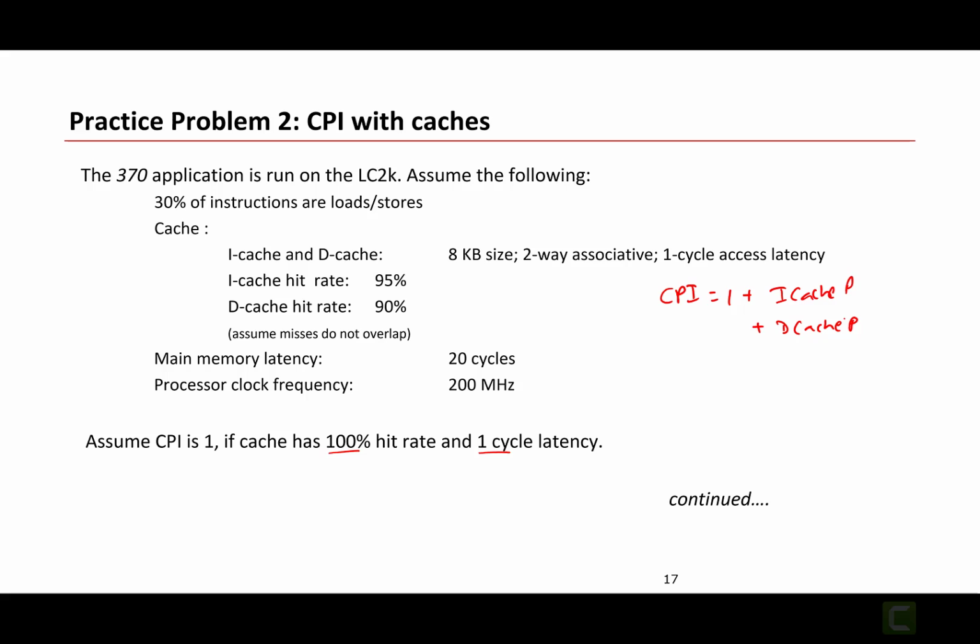So we are also given that the processor clock frequency is 200 megahertz. It's often useful to think about clock cycle time. So the clock cycle time will be 1 over 200 mega. Mega is again 10 to the power of 6 hertz. So it's 1 over 200 times 10 to the power of 6 seconds. So that will be 10 to the power of 3, that's 1000 divided by 200 nanoseconds. So that would be 5 nanoseconds.